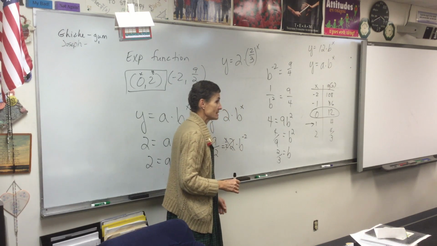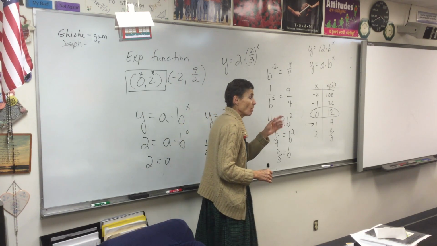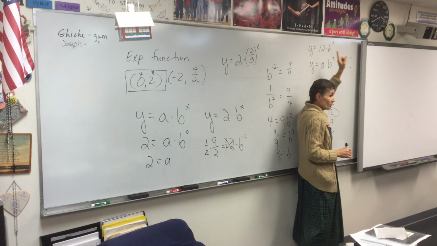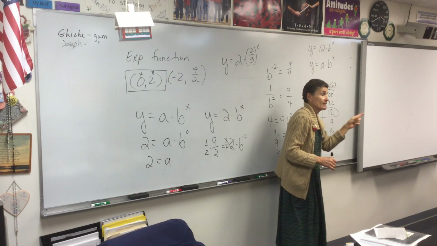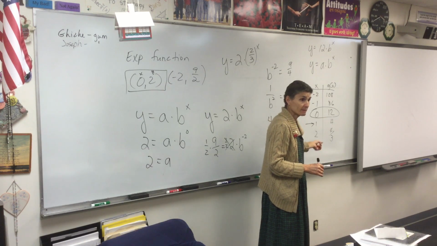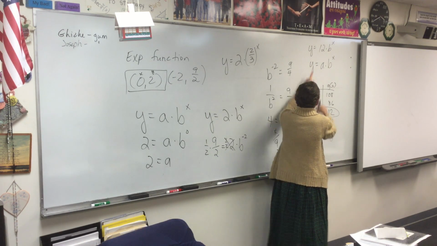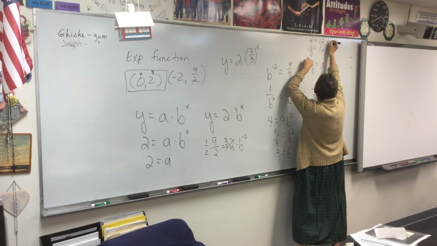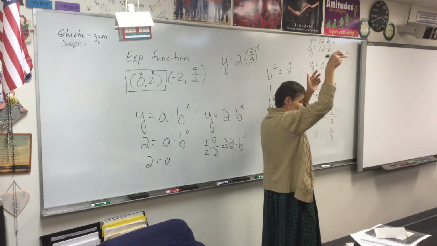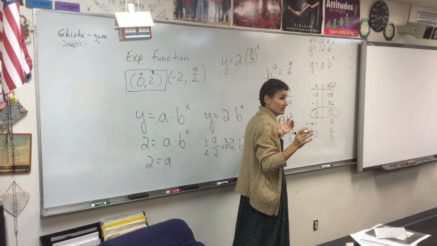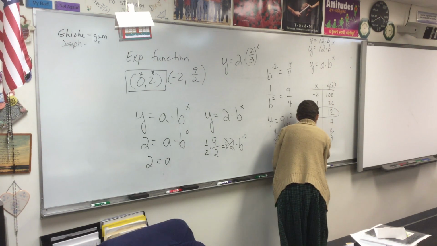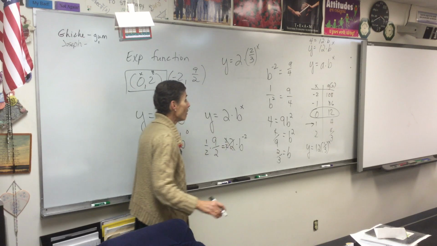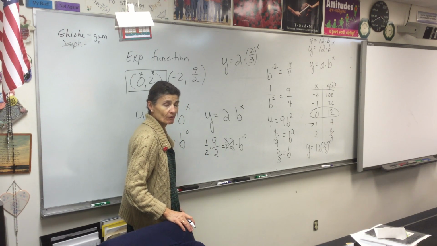Why would that one be the easiest? Because, well, it's the smallest, but look, x is the exponent, right? And isn't it easiest if the exponent is just 1? Now, you're going to get exactly the same answer no matter which point you pick, but I'm going to pick this one because it's the easiest. So I have 4, because that's my y value, equals 12 times b to the first. So what's b? 1/3. So my equation is y equals 12 times 1/3 to the x. Do not multiply the 12 and the 1/3 ever.